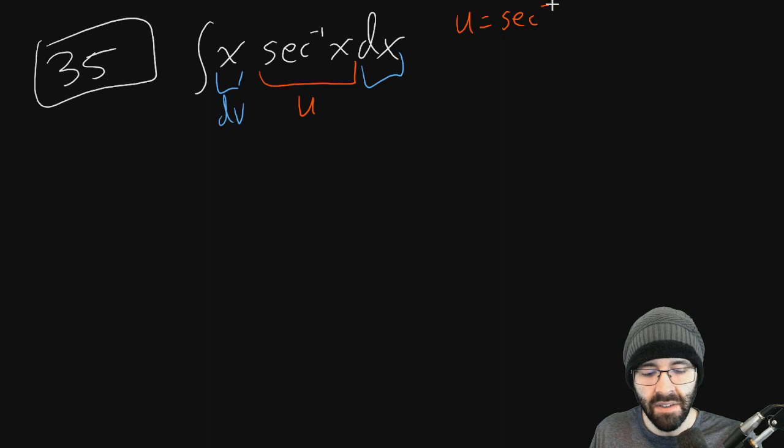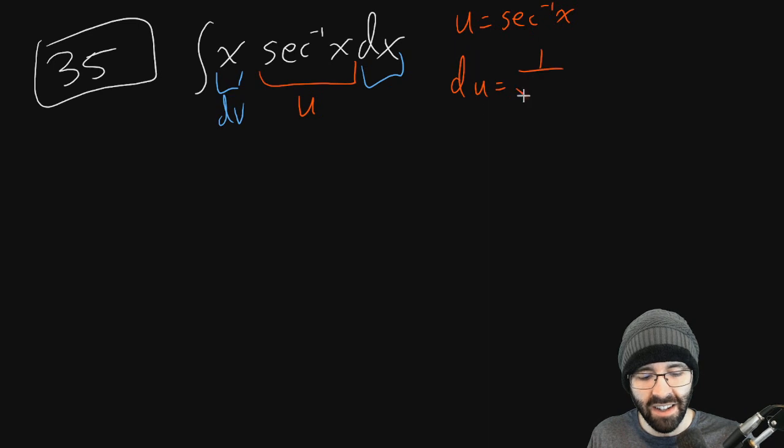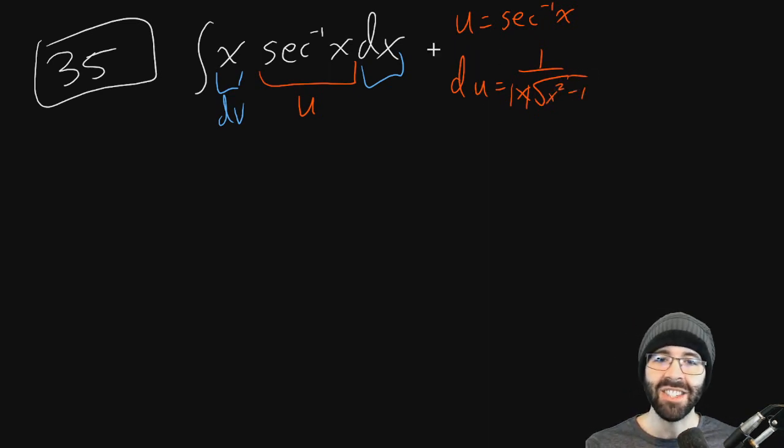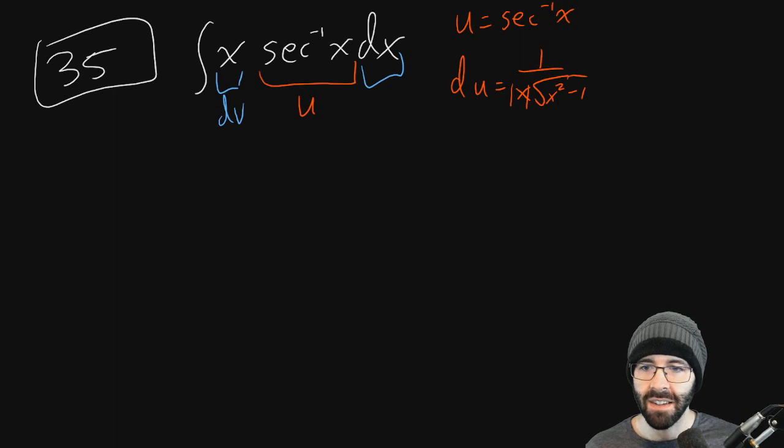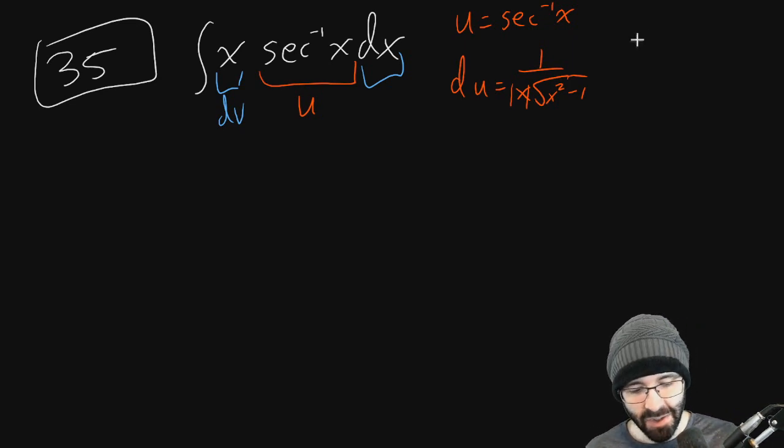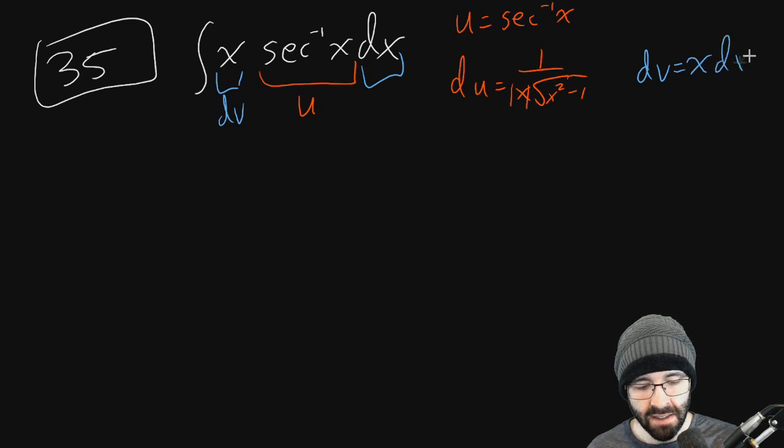If u is inverse secant of x, du is something like this with an absolute value. Maybe like x squared. This is my guess. Hold on. We should double check this. Derivative of inverse secant: 1 over absolute value x, square root of x squared minus 1. Whoa, nice. Great. Okay. So we guessed right. So dv is x dx.